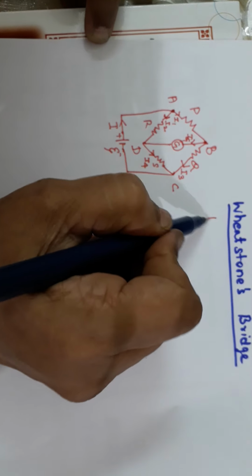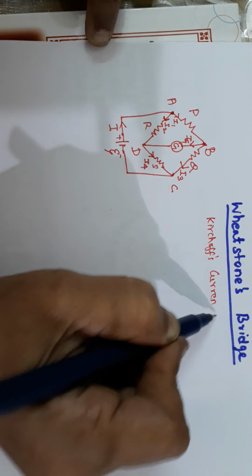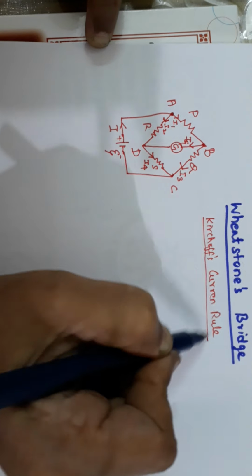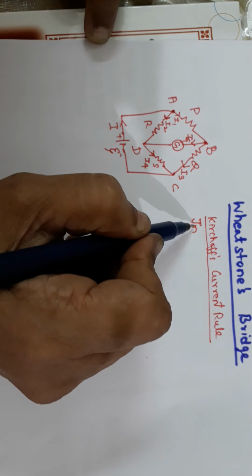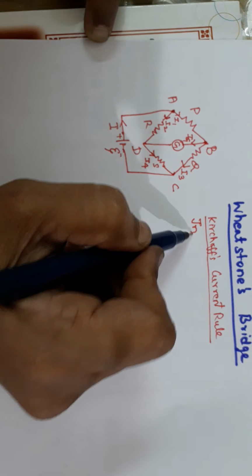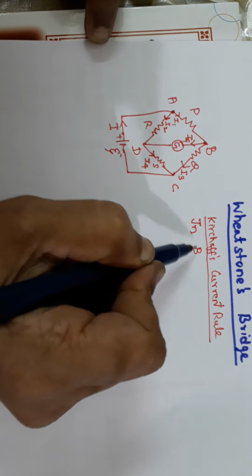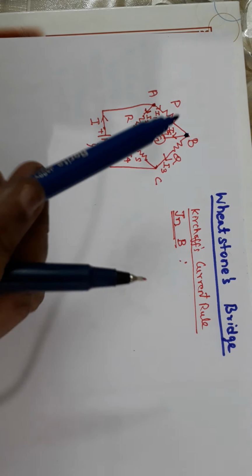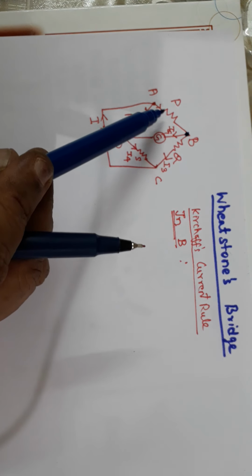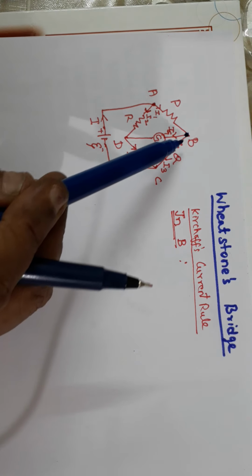Now you are going to apply Kirchhoff's current rule. You know that Kirchhoff's current rule has to be applied to the junction. To apply the current rule to the junction, you have to consider only the current. Which junction are you going to apply it to? To the junction B. Look at the junction B, children. Around this junction B you can see 3 currents, I1, Ig and I3.